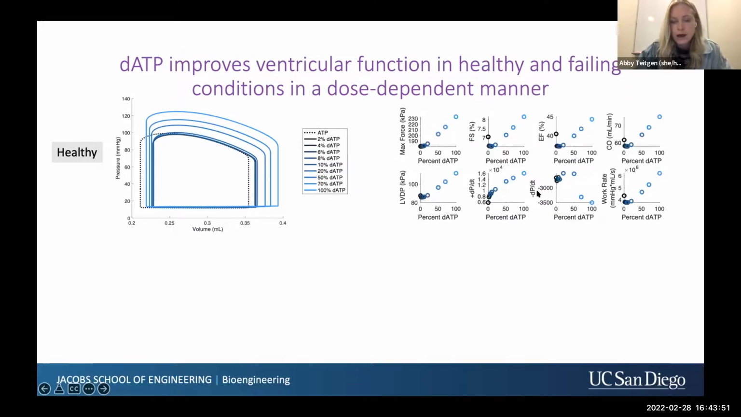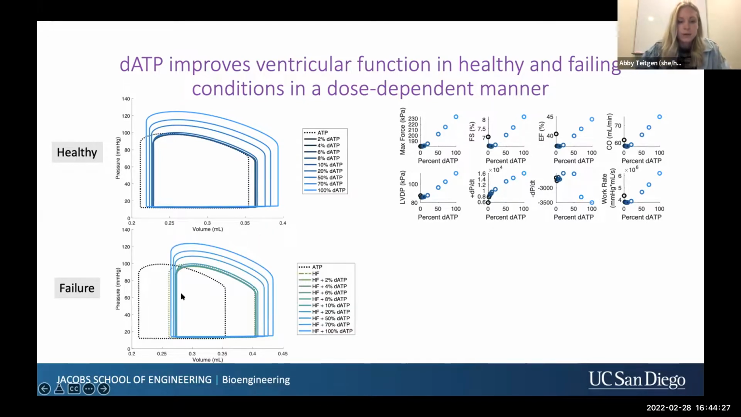And then over here, I have more of a quantification of some different metrics of ventricular function, things like ejection fraction, cardiac output, fractional shortening. These are all things that we look at to see how well the heart is performing. And in general, we see dose-dependent improvements in all of these metrics. We also saw changes in the plus and minus dP/dt. So these are the rates of pressure increase and decline. And so this means that dATP is also increasing relaxation at this level as well.